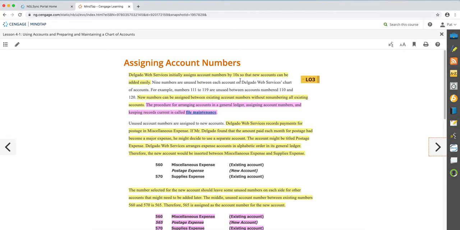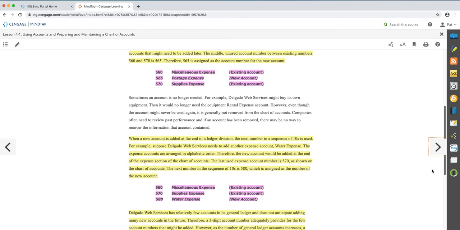We mentioned already that we're going by tens. So how are we going to do that? We're not just going to reassign all the numbers and have to change everything. So we're going to put this new expense account in the correct alphabetical order, and then we will put it in the middle of the 2 existing accounts. So not 560, not 570, but 565. We place it in the correct alphabetical order, and then we split the difference, 565. It says that's when a new account is placed in the middle.